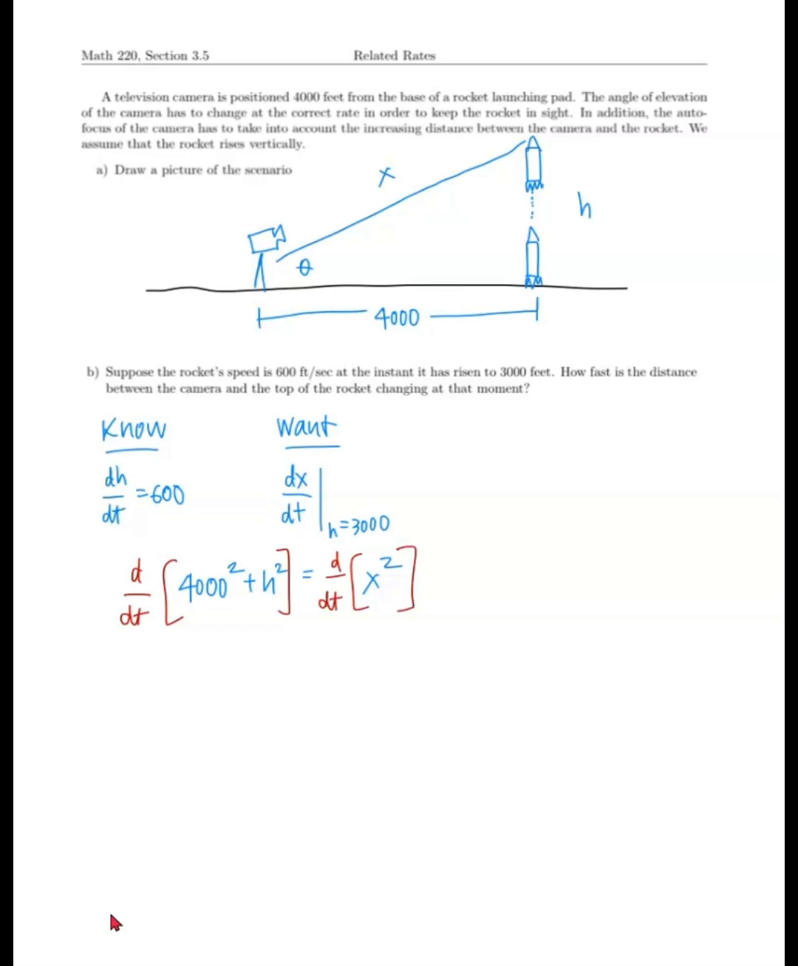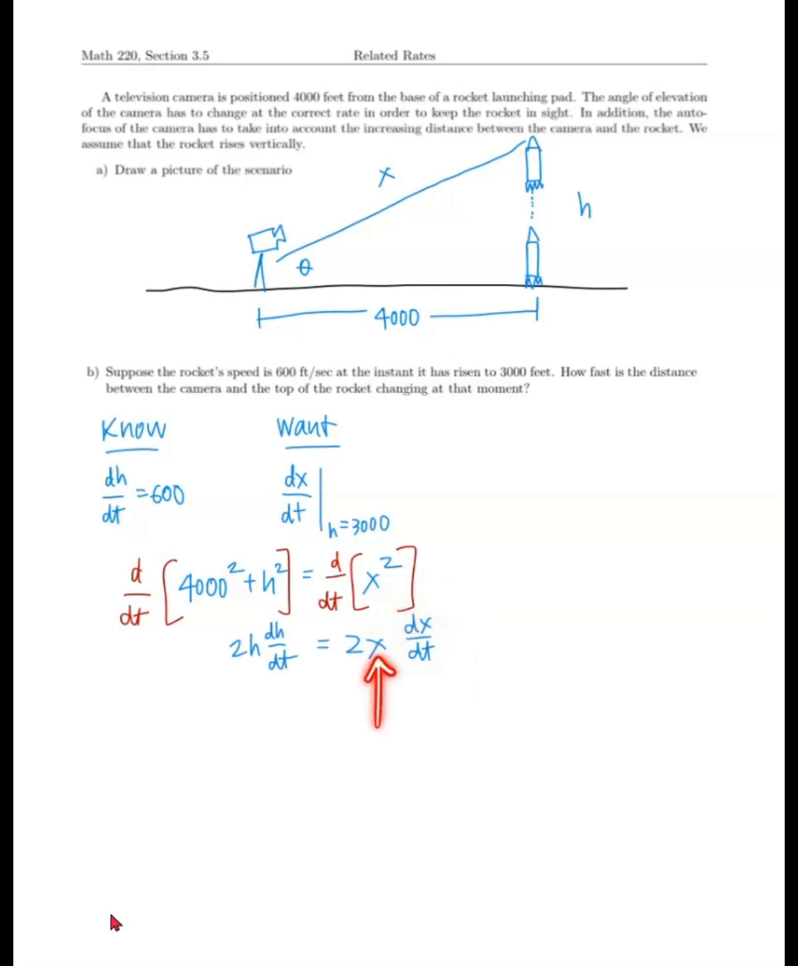So on the left side we get 4,000 squared just goes to 0. The derivative of that is 0, and we have 2h dh/dt. So again, the derivative of this is just 0. It's just some constant being added on to the h squared. The derivative of h squared is the 2h from the power rule, and then dh/dt because this is implicit differentiation. And then on the right side we have 2x dx/dt. This is good because we pretty much know most of this information. We have the 2, the h is going to be 3,000, dh/dt is 600. We don't know the x, and the dx/dt is what we're searching for in this problem.